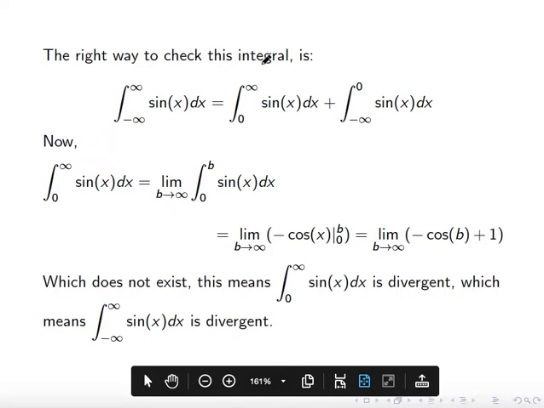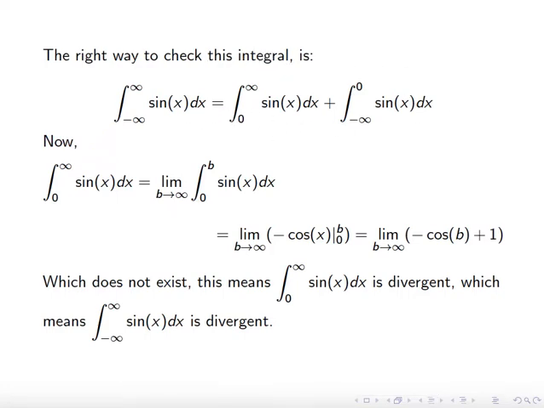The right way to check this integral is to split the integral from negative infinity to infinity into two pieces, from 0 to infinity of sine of x dx plus from negative infinity to 0 of sine of x dx. We usually use 0 because it makes the calculation easier, not always, but most of the time. But you can use any real number instead of 0. So let's evaluate this integral from 0 to infinity of sine of x dx.